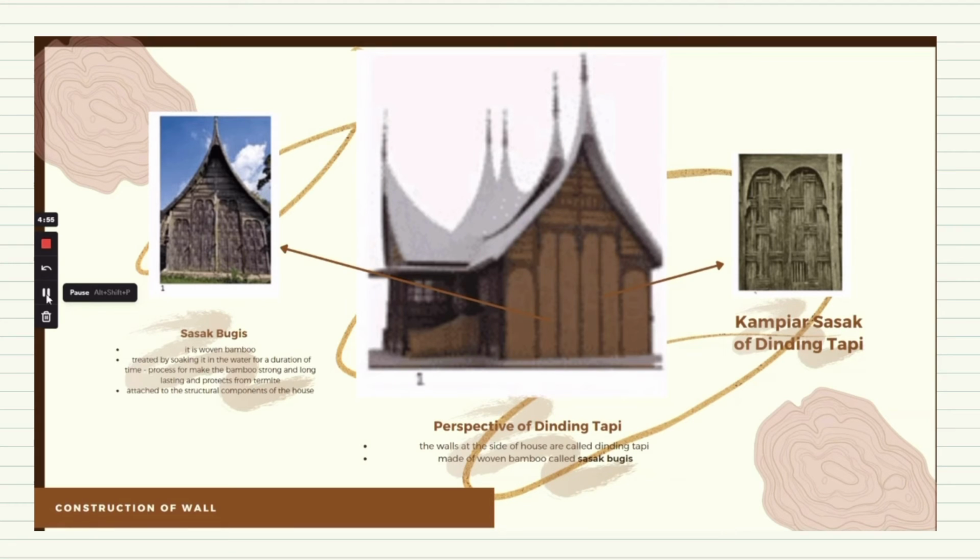Next is dinding tapi. Dinding tapi is actually the walls at the side of the house, and it is made of bamboo called sasak bugis. Sasak bugis is treated by soaking it in water for a duration of time. It is the process to make the bamboo strong and long lasting, and it also protects from the wind. It is attached to the structural components of the house after the structural components are completely built. And this is the texture of the dinding tapi.